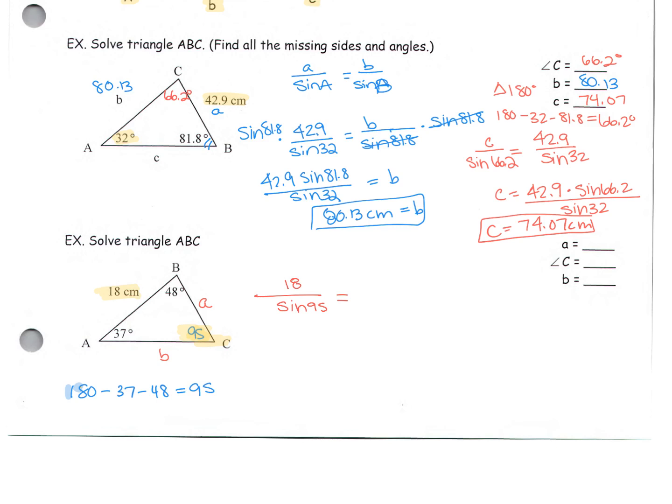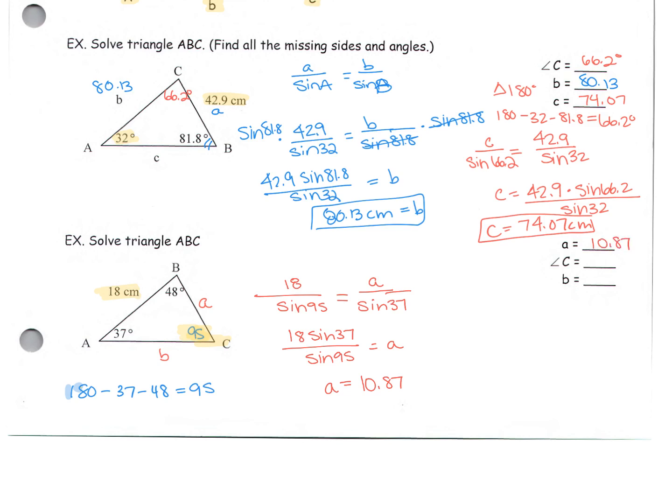Do I want to go find B first or do I want to go find A first? And it doesn't really matter. I'm going to go find A first. I'm going to write lowercase a for side A over sine of angle A, which is 37 degrees. I'm going to multiply my 37 degrees over, and I'm going to get 18 times sine of 37 all over sine of 95 equals A. And I'm going to put that into my calculator, and I'm going to find that A is approximately 10.87.